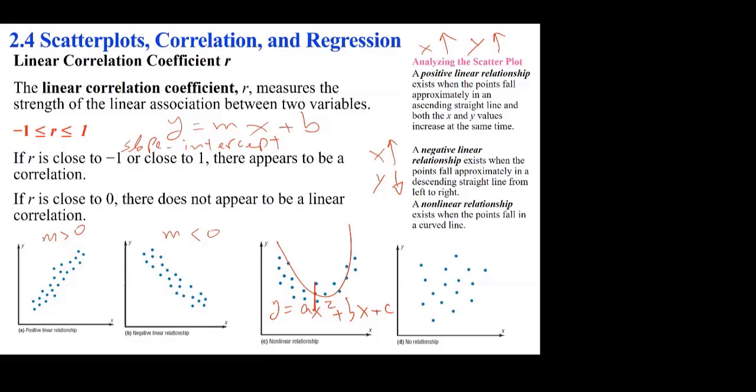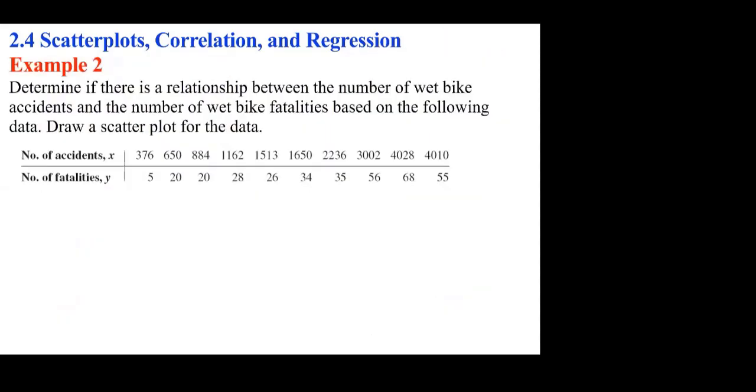And a nonlinear relationship exists when the points fall in a curved line. An example of that is part C. And there could be a case when no relationship exists. Sometimes it happens, in which case there is no specific pattern which can be described, as is the case for the last one.